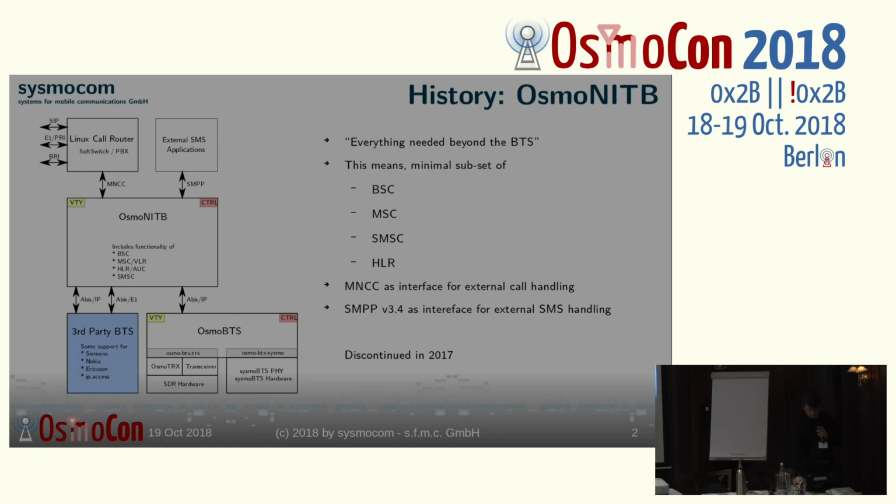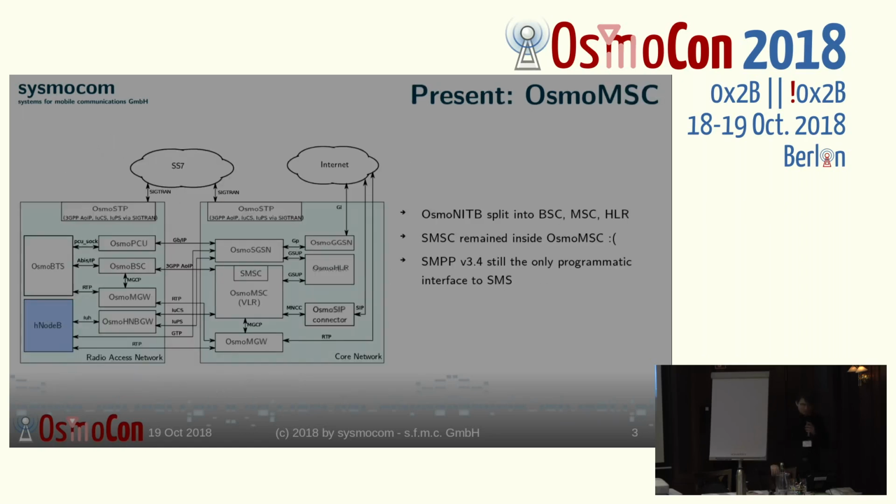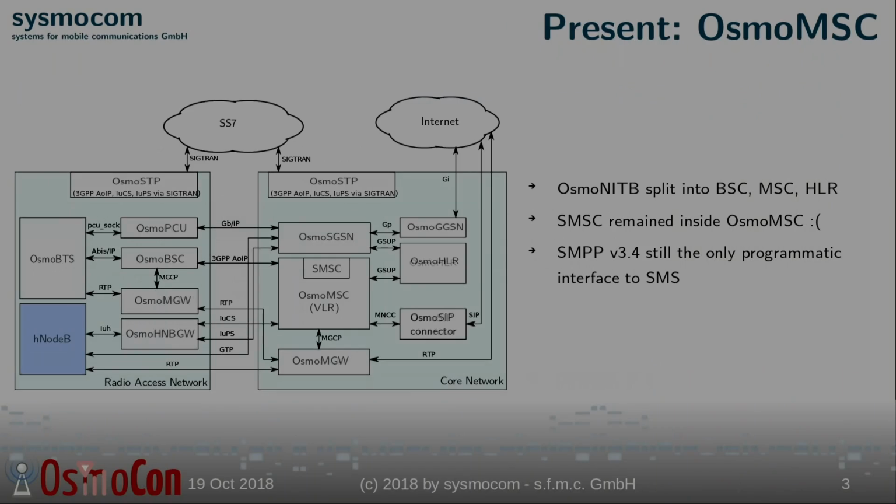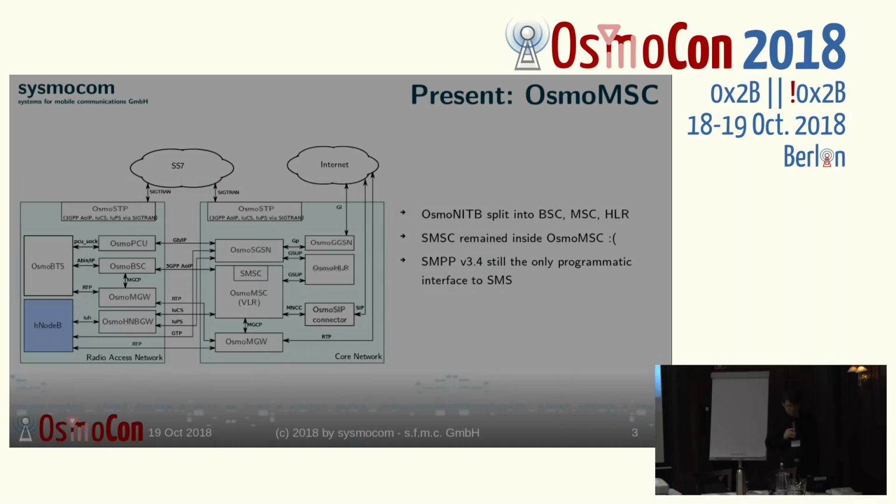And now in the new disaggregated NITB with individual components like OsmoMSC, that didn't really change regarding SMS. So we split the BSC, MSC and HLR components, but the SMPP interface and the SMSC handling remained inside OsmoMSC. So we are not entirely disaggregated yet. We have some more disaggregation to do before we can reintegrate everything to run a real network. Some people are, yeah, sorry, couldn't help myself.